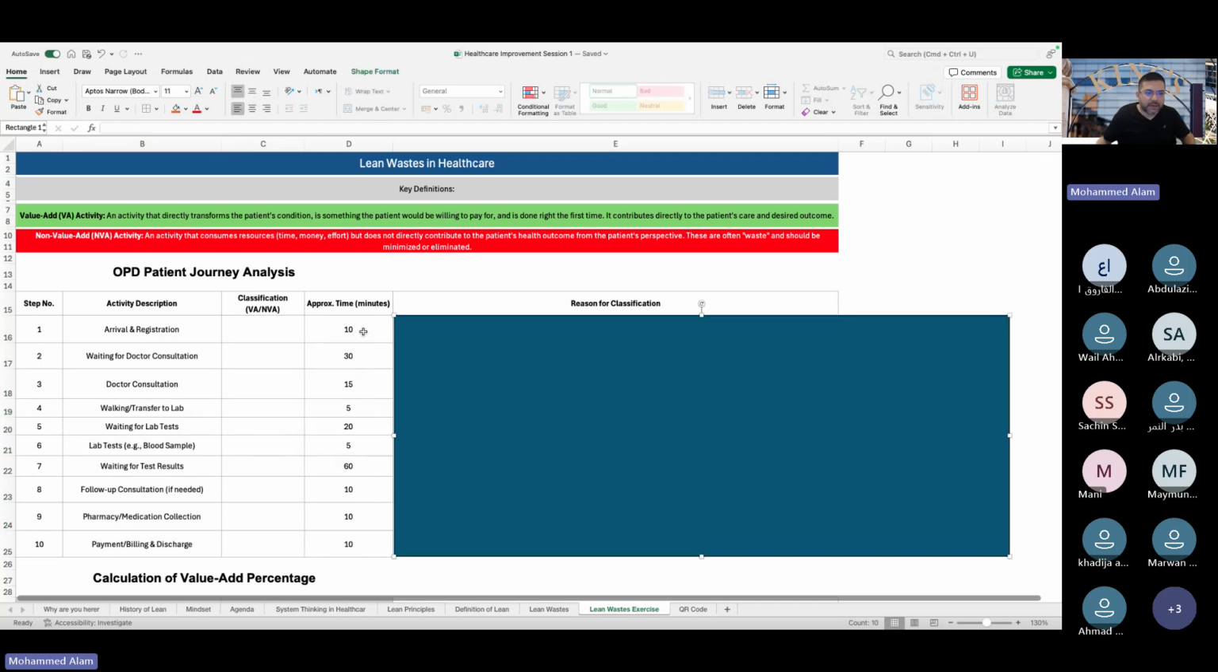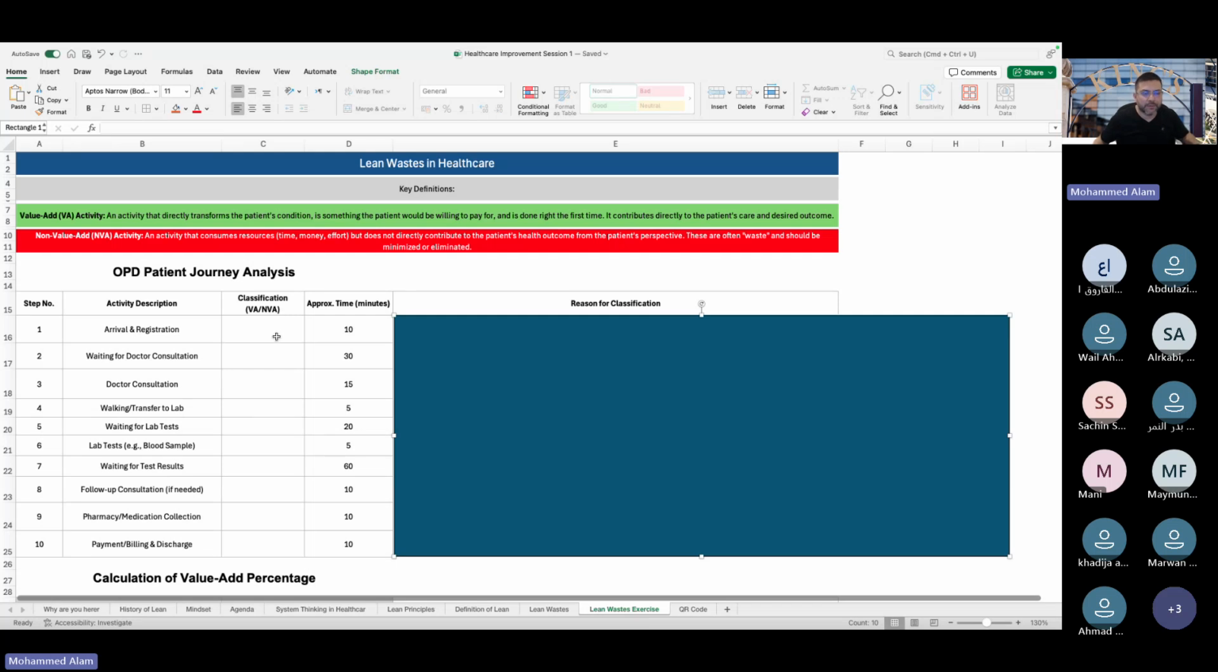Arrival registration takes 10 minutes, waiting for the doctor 30 minutes, doctor consultation 50 minutes, then transferring to the lab, walking to the lab 5 minutes, and so on and so forth. So all of you need to tell me what you think is a value add activity or a non-value add activity. This is an exercise, but this is what typically happens in a hospital. It's a very general flow. So what do you think from a patient point of view?